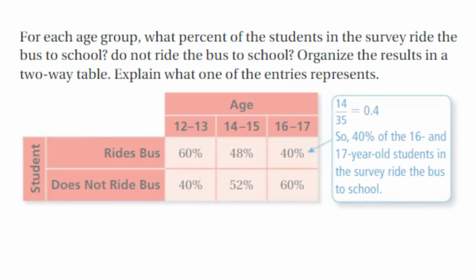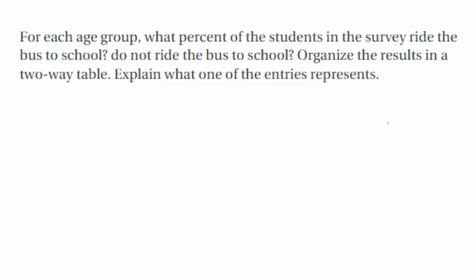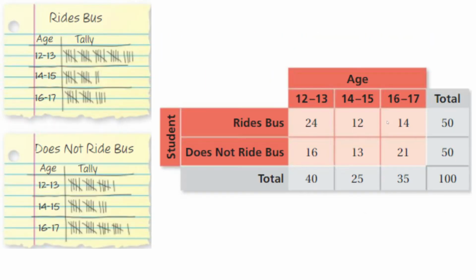And all we have to do to get that percentage is we take the number of students. So here it says 40% of the 16 and 17-year students in the survey ride the bus to school. They took 14 divided by 35 to get 0.4. So if we look back here, we see that there were 14 students that rode the bus that were aged 16 and 17 out of 35 students overall that were between the ages of 16 and 17. So that's how we would find the percentages. We would take the number divided by the marginal frequency.